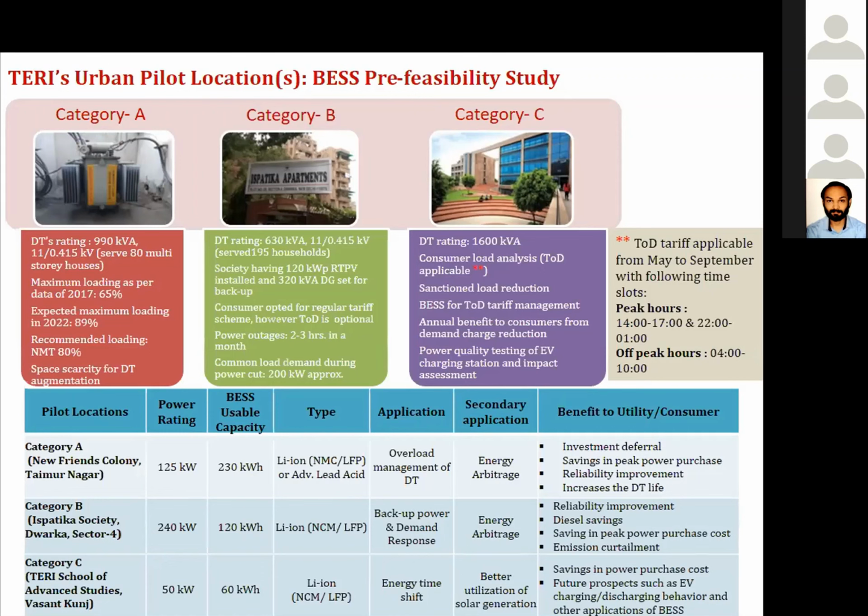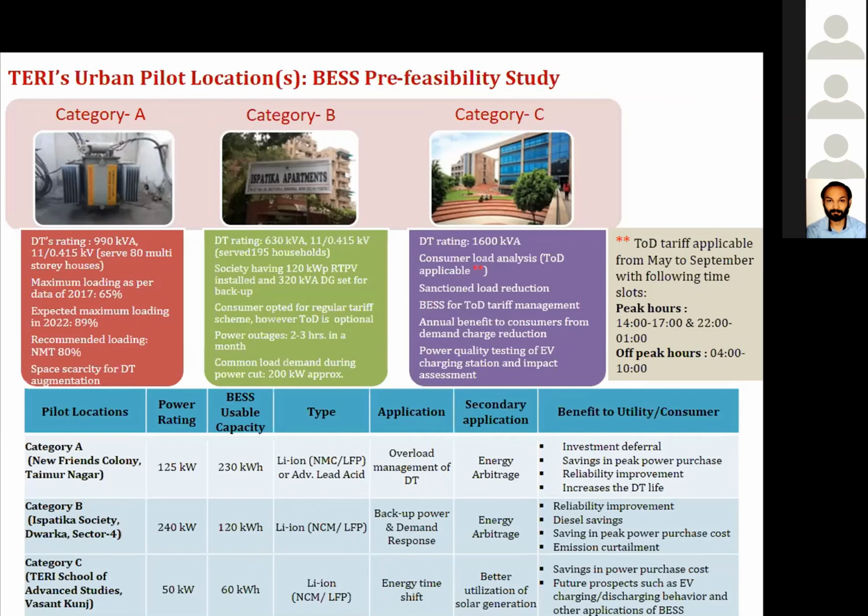The pilot location identified for category A is Tamil Nagar. In category A, the power rating of the battery energy storage is 120 kilowatt, 230 kWh. The chemistry is LFP under all three categories. The primary application for category A is overload management of the distribution transformer.